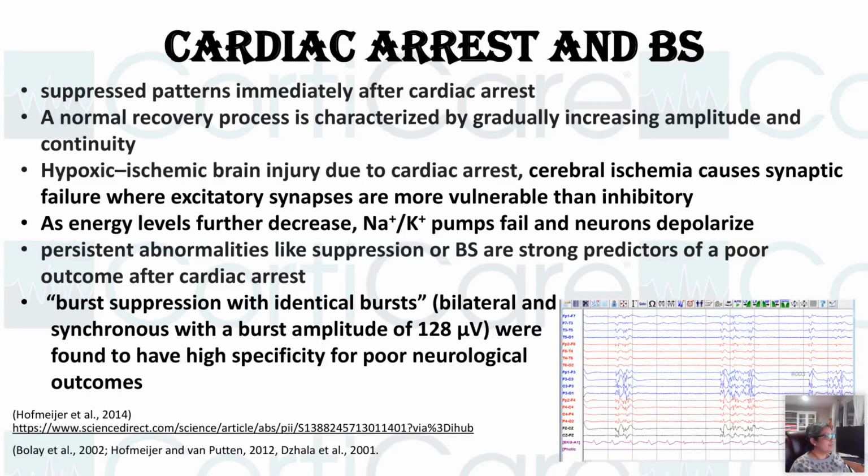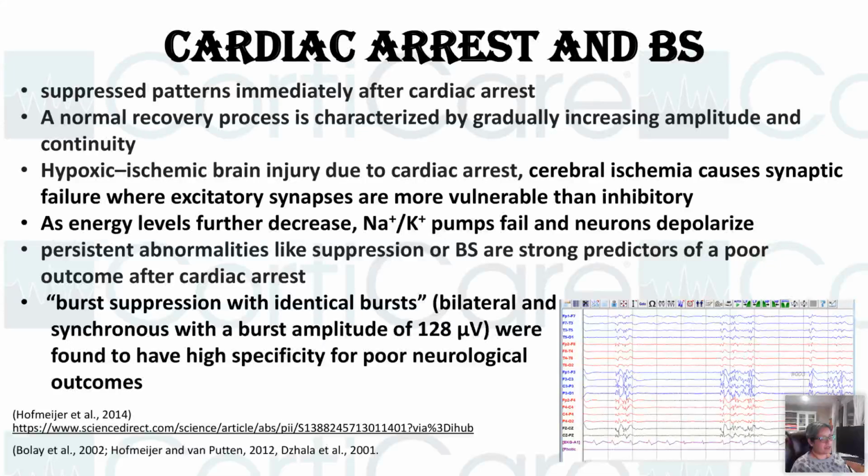And because of anoxia, ischemia, the energy levels are decreasing. The sodium-potassium pumps will be non-functional, and the neurons will get completely depolarized. So they're not producing any activity, right? Which leads to burst suppression pattern gradually. And the burst suppression pattern in a cardiac arrest patient without any sedation, the prognosis is poor, right?